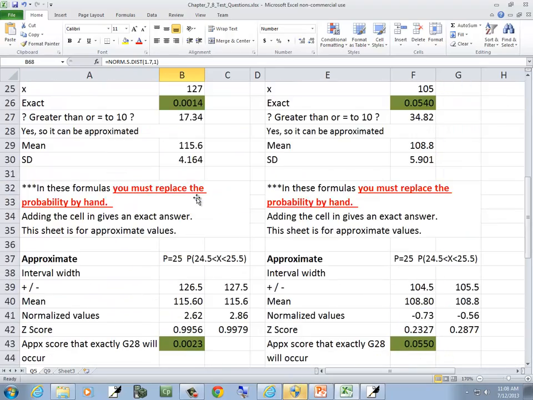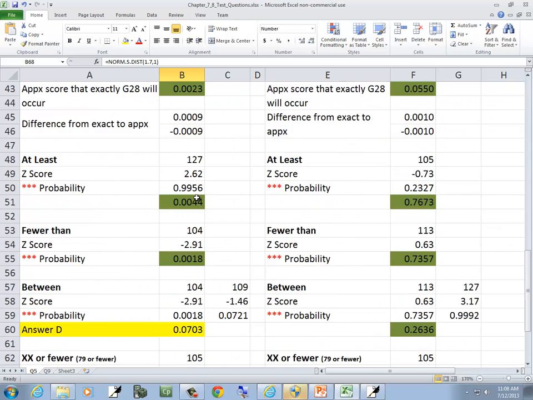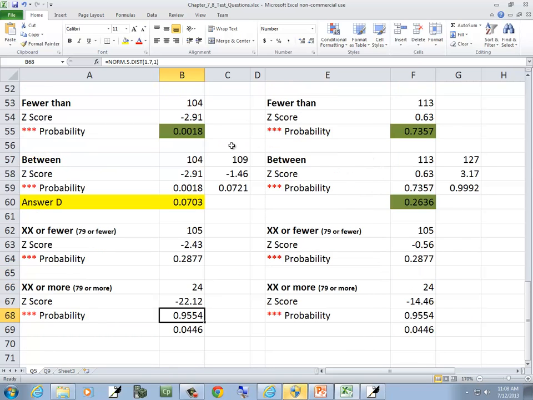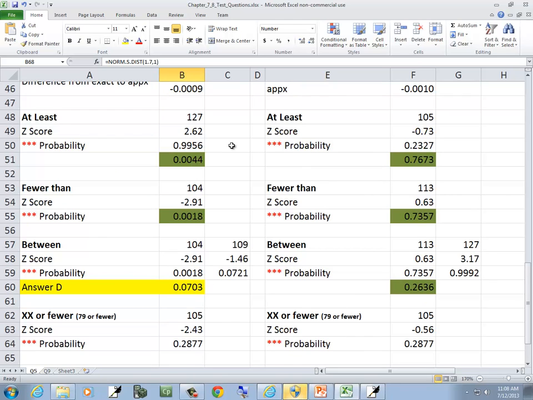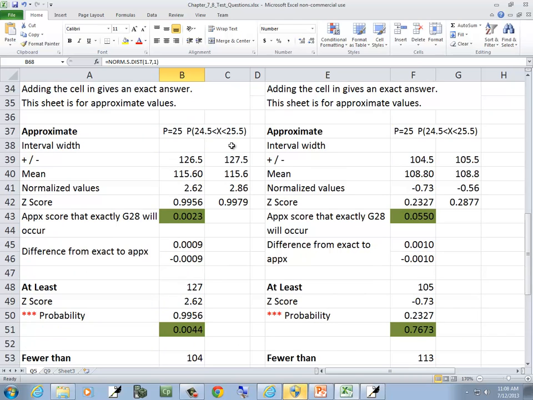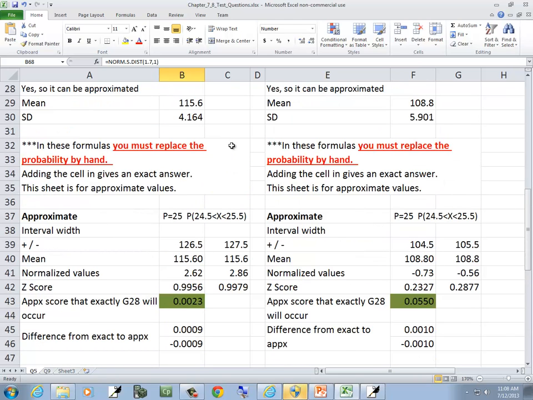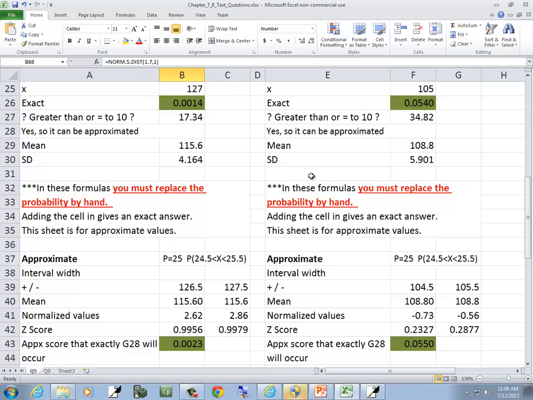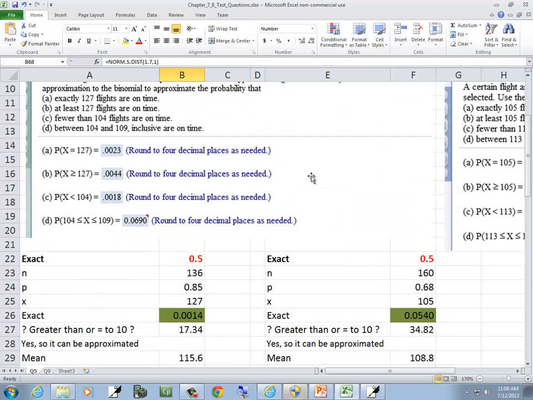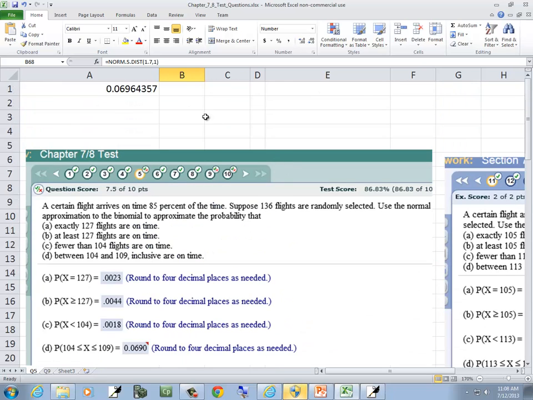0.06. Boy, my eyes are bad. Probably looking right at it, and I just don't see it. 0.06. Assuming I'm looking at the right problem. I'm not seeing it. But anyway, that shows you how to use Excel to do that.